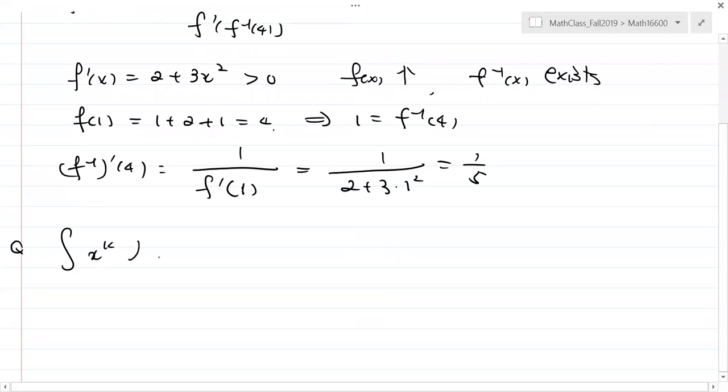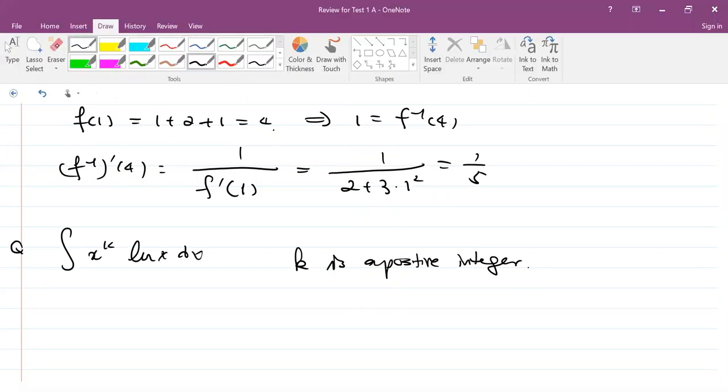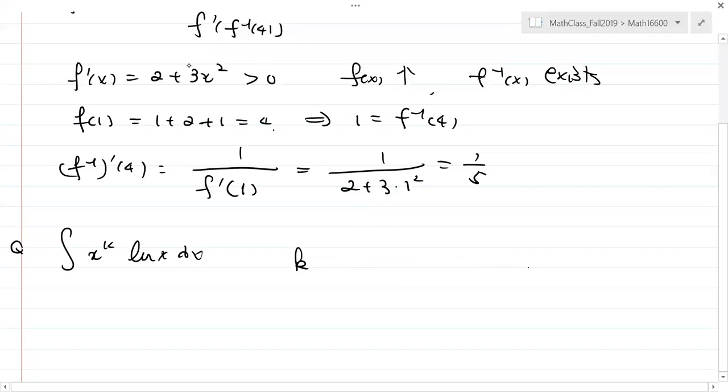My next question is the integral of this type of function: x to the power k times natural log of x dx. Okay? And k is a positive integer. It's probably not necessary to be strictly positive, but it cannot be negative 1. So let me change this. It's any number which is not going to be negative 1. Okay, so the integral of that.